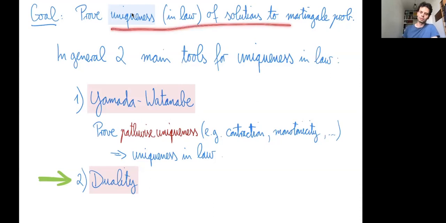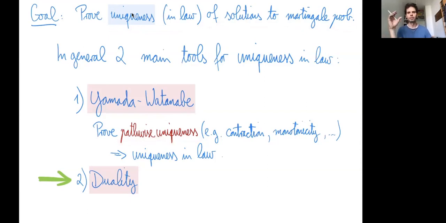We want to prove uniqueness in law for a Martingale problem. In general, I know two main tools that you can use for proving such uniqueness in law. The first one is Yamada-Watanabe, which tells you that if you have pathwise uniqueness for your problem, so think of your problem as a stochastic differential equation, and think you have some contraction property on path space or some monotonicity or something you can exploit on path space in order to get uniqueness, then through the Yamada-Watanabe criterion, under suitable conditions, you can lift this to get uniqueness in law.